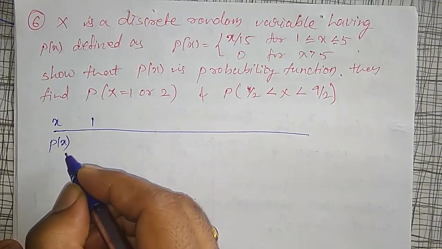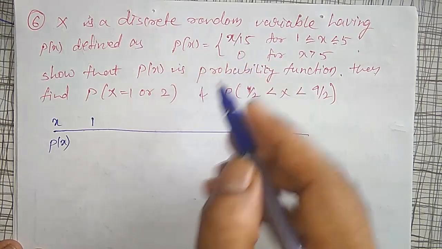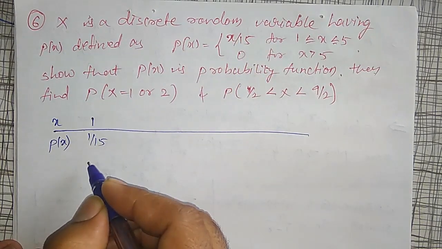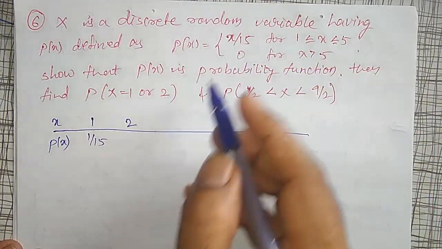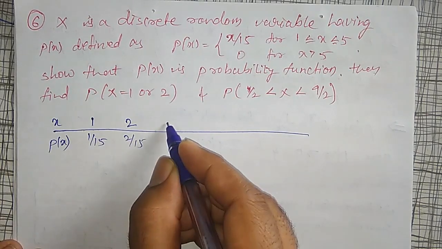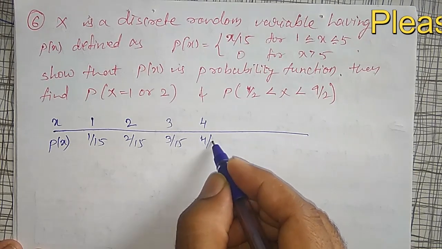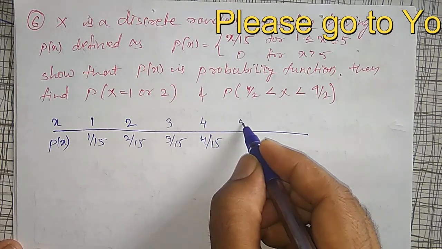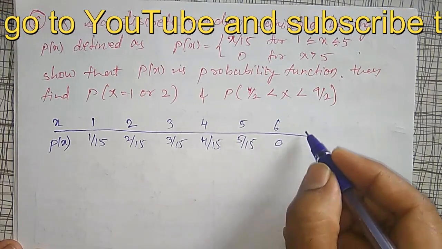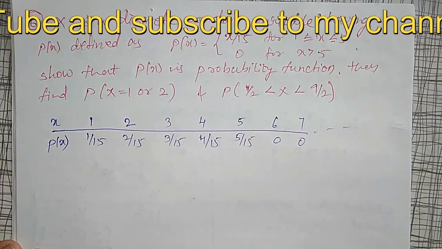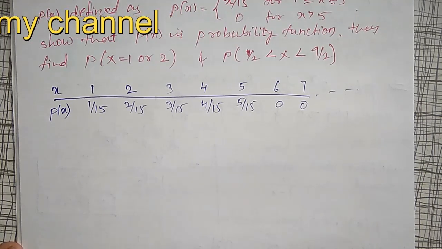Here the probability distribution is given by, according to the definition, starting with 1. For x equal to 1, substituting here, it is 1 by 15. For x equal to 2, it is 2 by 15. For x equal to 3, 3 by 15. For x equal to 4, 4 by 15. For x equal to 5, 5 by 15. For x equal to 6, it becomes 0, for 7 it is 0, and from then onwards it becomes 0. This is what I have to show to be a probability function.